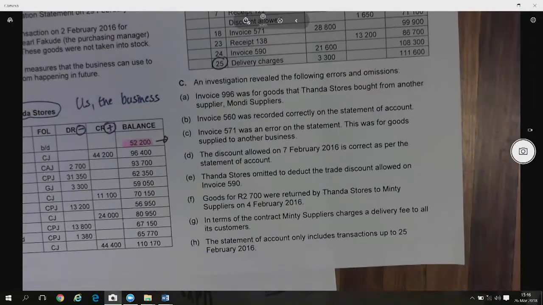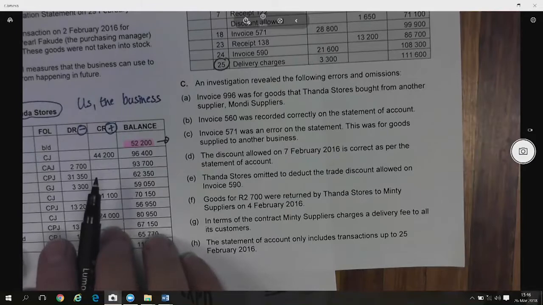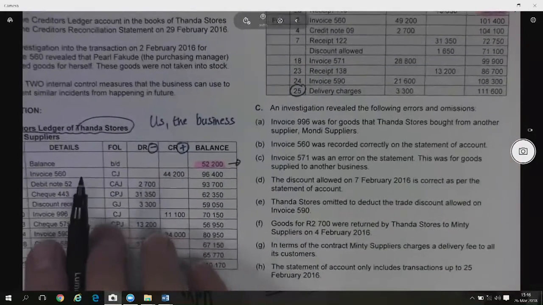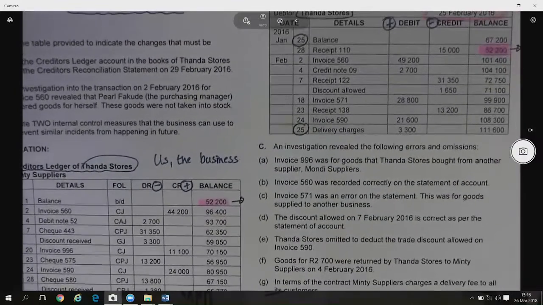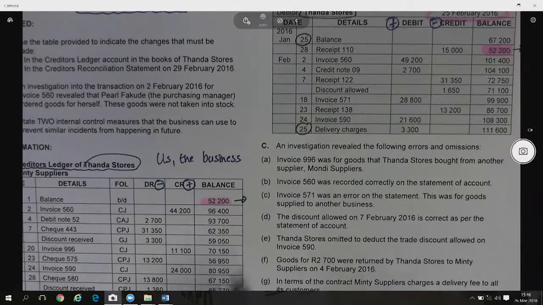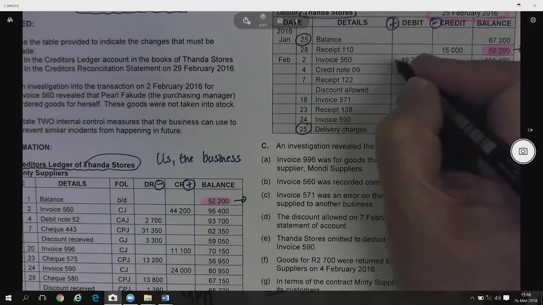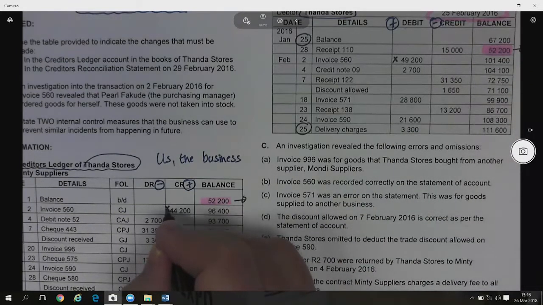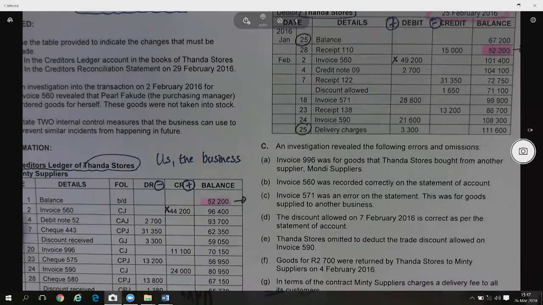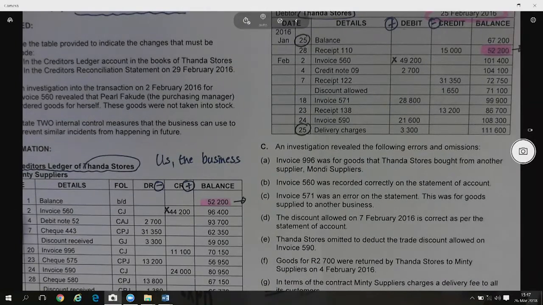Okay, I've got an invoice of 44,200 there. The invoice number is 560, invoice 560. I've got the same invoice on top there. I hope you can see. I've got the same invoice, but the amounts are different. So I just make a little cross there. That cross means that we must look at that invoice, because the amounts are not the same.